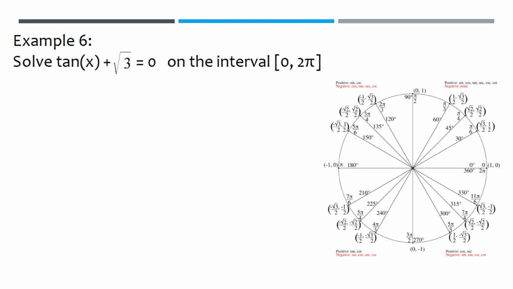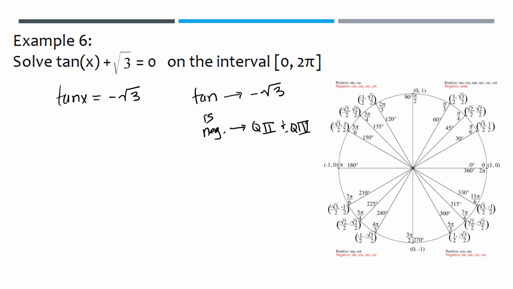Example 6, solve tangent of x plus the square root of 3 equals 0 on your interval from 0 to 2 pi. So one step, just to isolate tangent of x by subtracting the square root of 3 on both sides of our equation. Now that tangent is isolated, I want to know, where is tangent negative? So that's going to happen in quadrants 2 and quadrant 4. And then where is tangent equal to negative square root of 3?